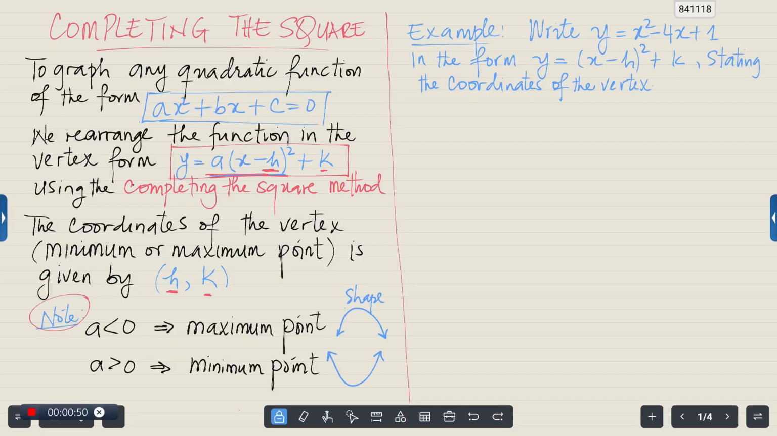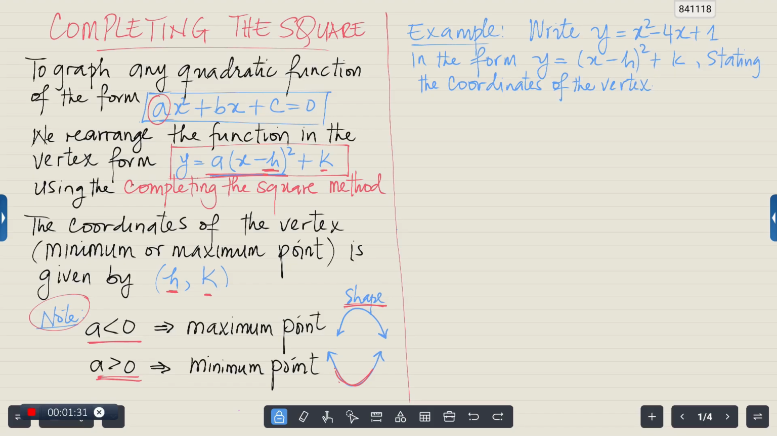Quick recap or note. When a is less than 0, that is, the coefficient of x squared is less than 0, which means it is negative, we have a maximum point. You could see the shape here, an N shape. When the coefficient of x squared is greater than 0, that is a positive value, we have a minimum point, that is a U shape, as shown. Having established this, now let's look at an example.